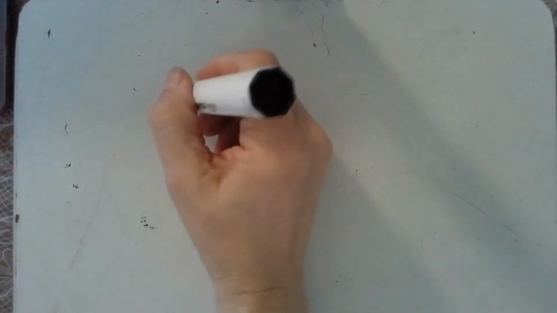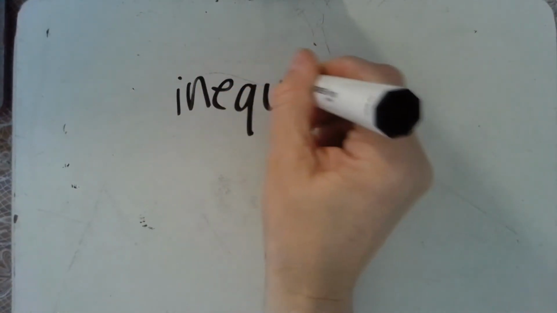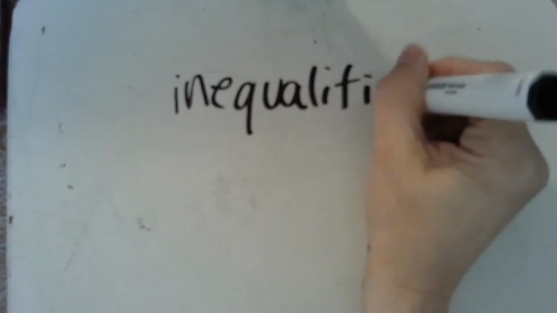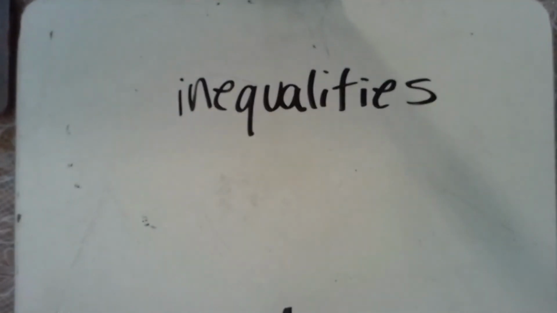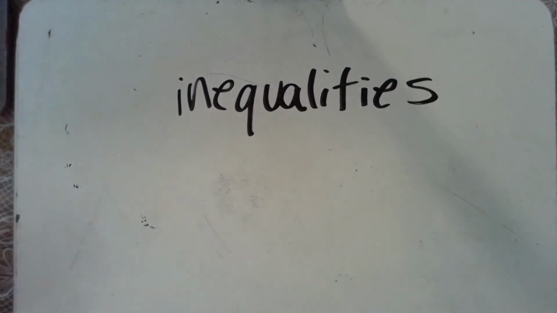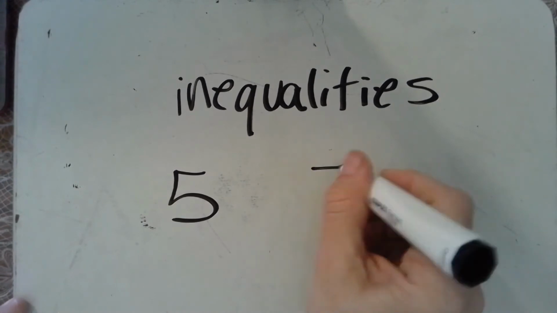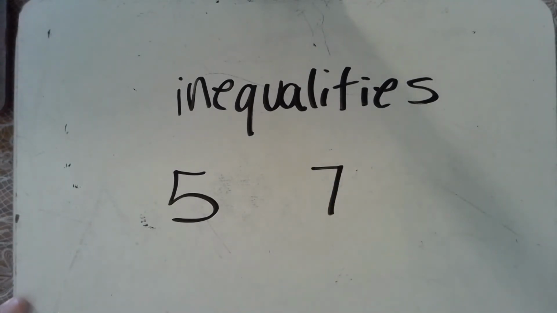And then the third one we're going to talk about is inequalities. Okay, so inequalities talks about things being unequal. They're not equal, they're unequal, so to speak. So if somebody has 5 cookies and somebody else has 7 cookies, who has more cookies? The 7 is obviously a bigger number than the 5, so we need to use an inequality symbol.